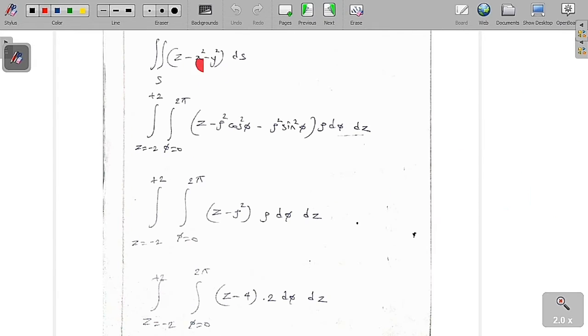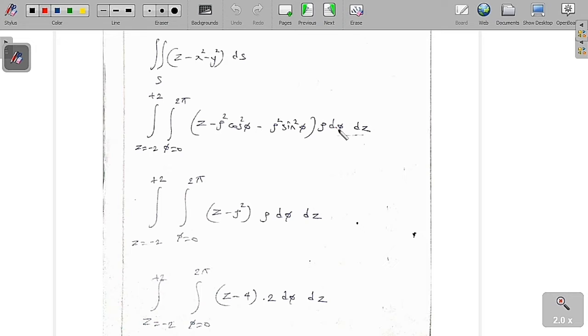So now we have to solve this double integral: the double integral of z minus x square minus y square into dS. As I have already told you, x is equal to rho cos phi and y is equal to rho sin phi. I have substituted x is equal to rho cos phi and y is equal to rho sin phi. But dS is equal to rho d phi dz. And if you want to cover the entire surface, you have to change phi from 0 to 2 pi. Then if you want to cover the overall length, we have to go from z equal to minus 2 to plus 2. But rho is equal to 2 is always fixed.